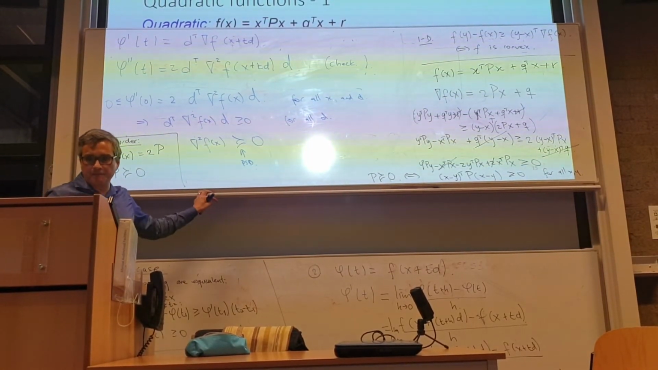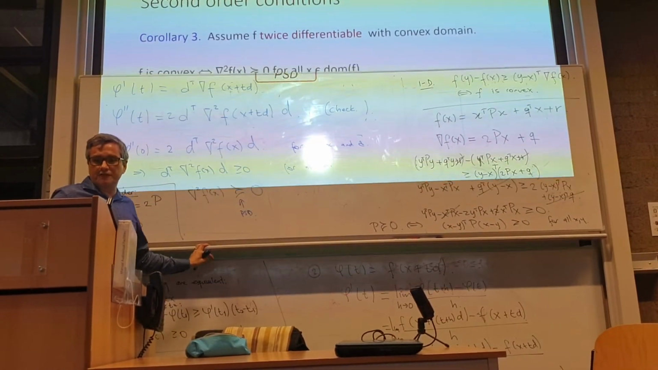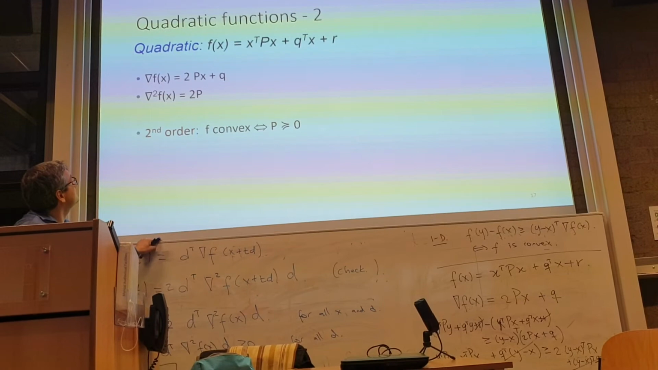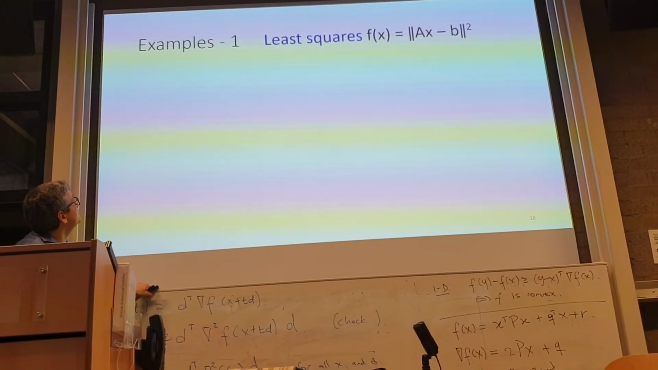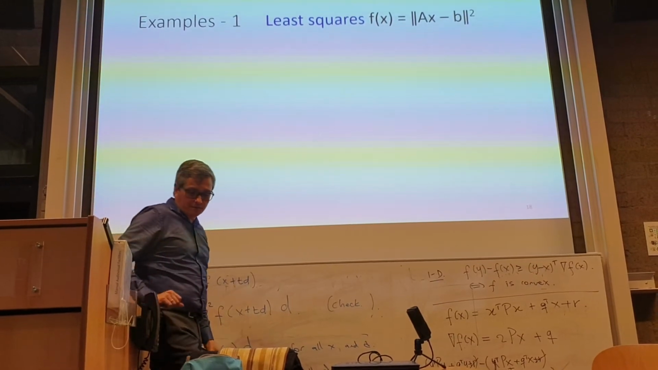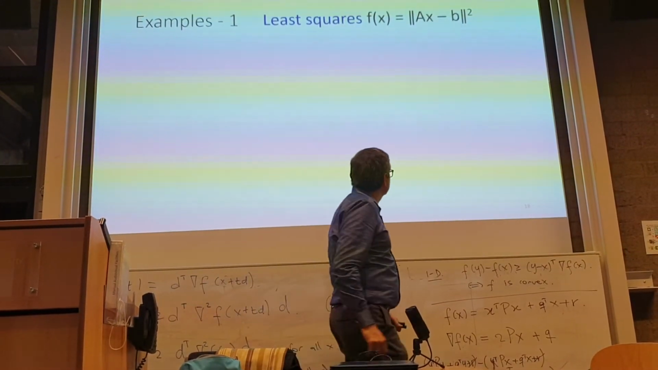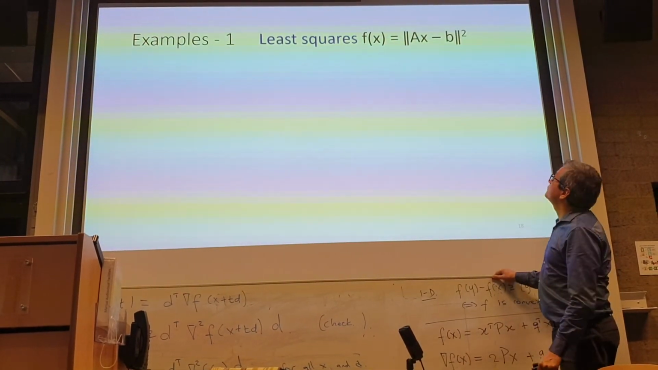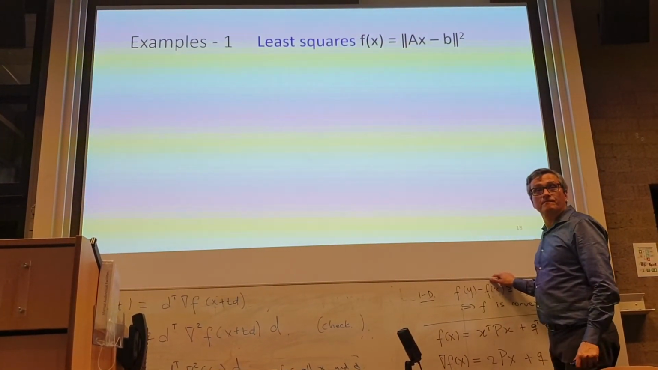So that was quadratic functions, then the second order property. This is what we just did, and then we got that P has to be PSD. Okay, what about this one? The question is: when is this function convex for a given A?